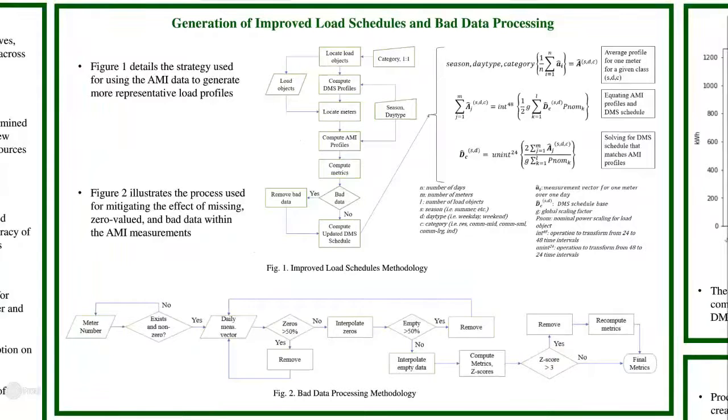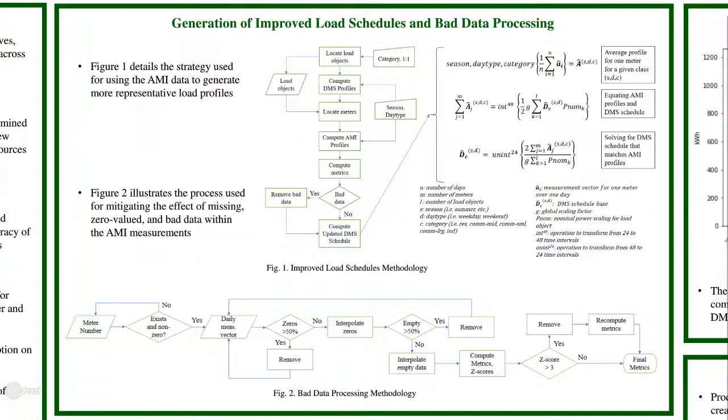In order to compare the existing DMS schedules versus the AMI measurements, millions of lines of AMI data were processed. Figure 1 details the generation of the existing DMS schedules and the average AMI profile for each load modeled by the DMS. An analytical process using the AMI data was employed to generate 40 new DMS schedules for each load category, season, and day type combination.